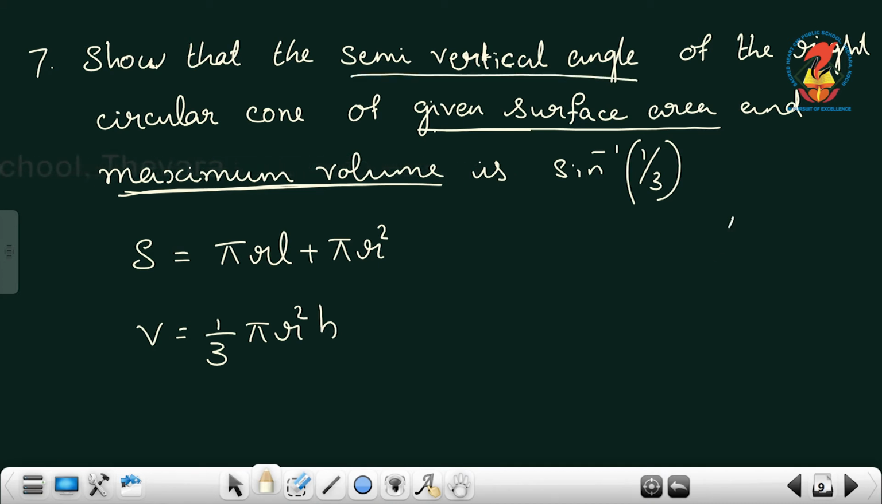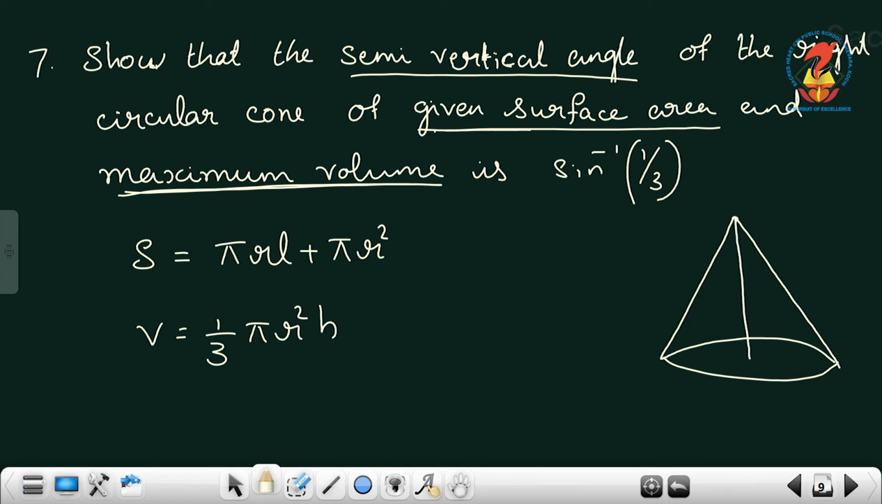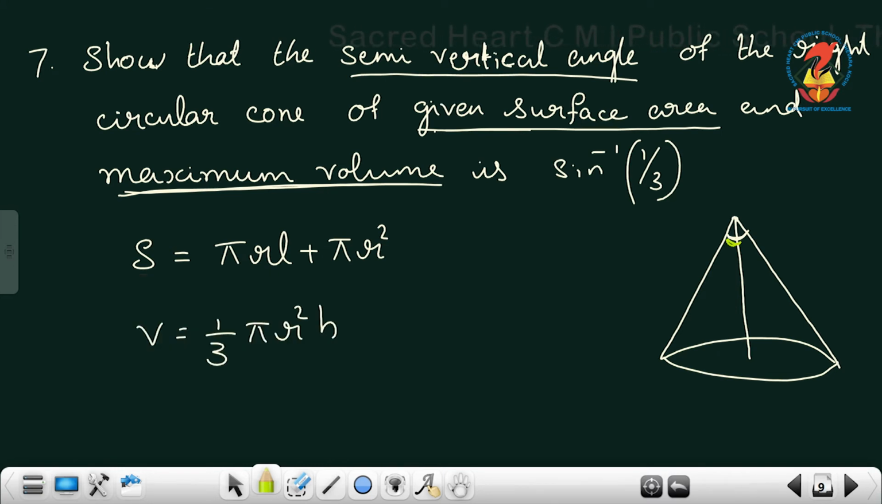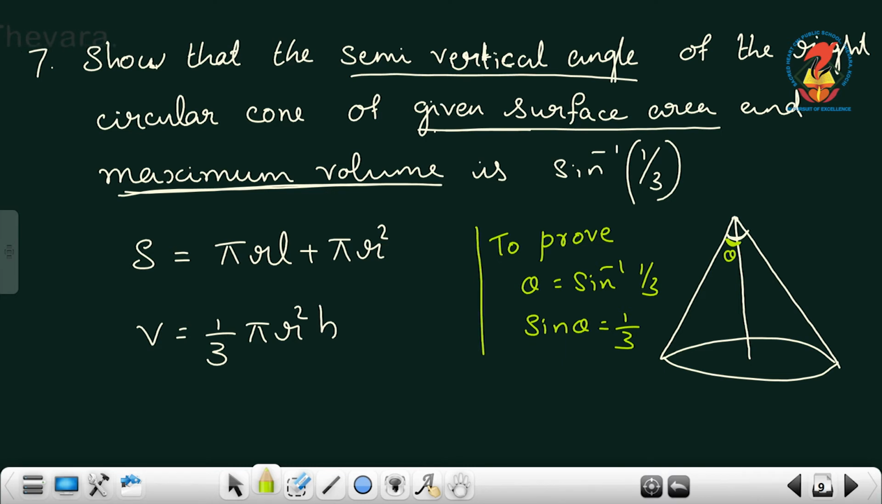inverse 1 by 3. What do you mean by semi-vertical angle? Let this be the cone. This is known as vertical angle. So semi means half portion. So let this be the semi-vertical angle. Let theta be the semi-vertical angle. And we have to prove, what we have to prove? To prove that theta is equal to sine inverse 1 by 3. Or we can prove sine theta is equal to 1 by 3. That last we can prove.